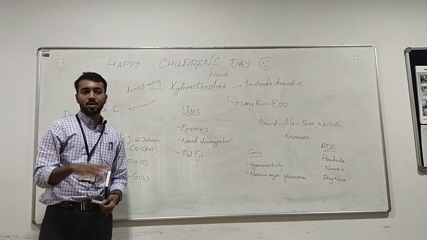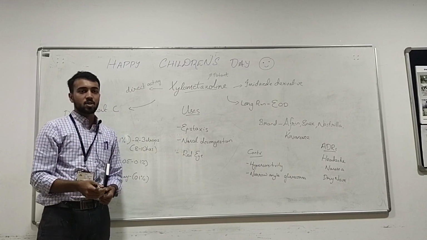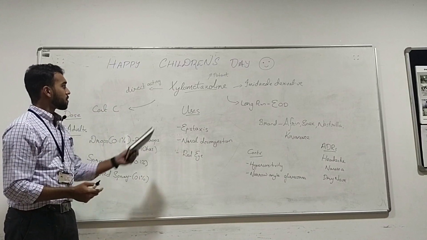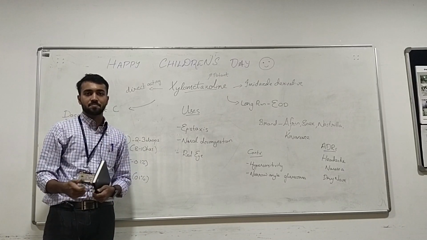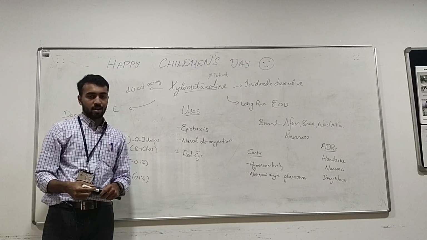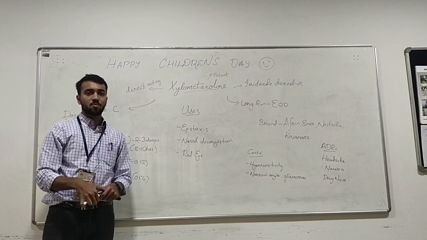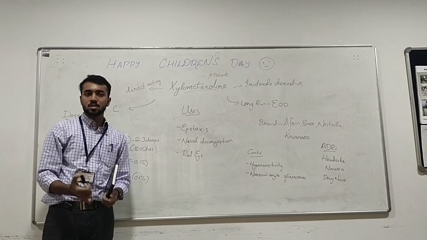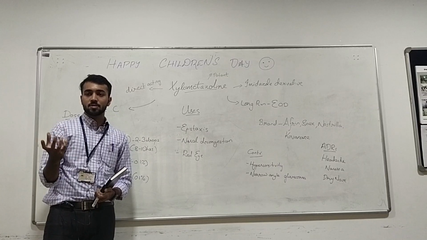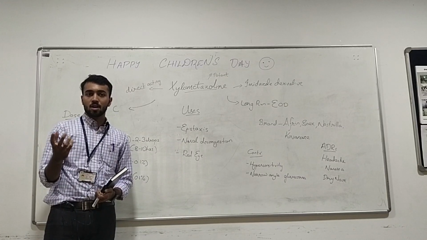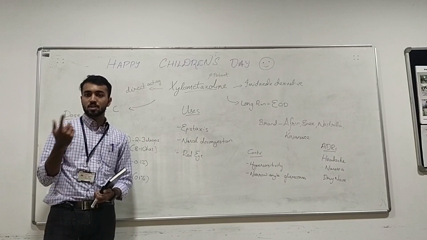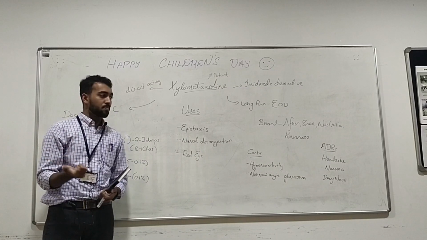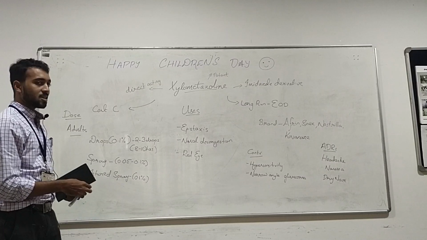So can we have a quick recap on this particular drug? What is the mechanism of action of this drug, Xylometazoline? Alpha 1 and alpha 2. So alpha 1, what is the action it does? Vasoconstriction of what? Arterioles, where all? Nasal mucosa and conjunctiva.